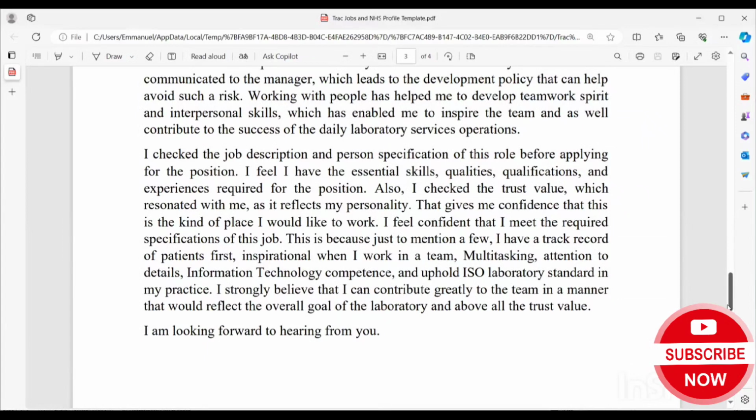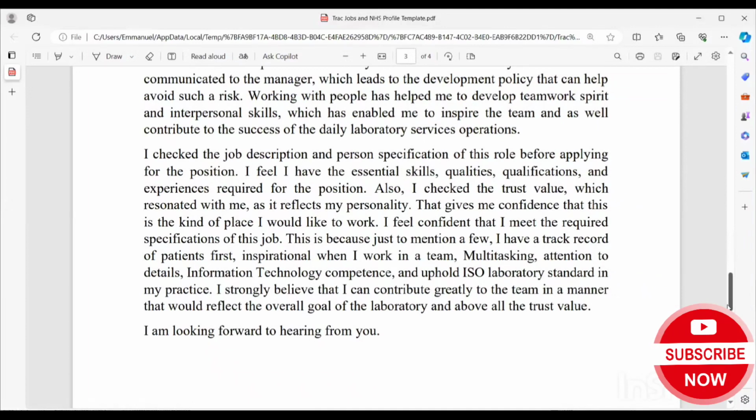You are saying it's not just your job. There is something about your company that I like. These are the things you need to mention to them, which resonate with me as it reflects my personality. Or you can say it reflects my professional core values, as the case may be. That gives me confidence that this is the kind of place I would like. You are telling these guys that you have read about them, you love them, even if you've not started working with them, you like them. These are the things that compel them to shortlist you.